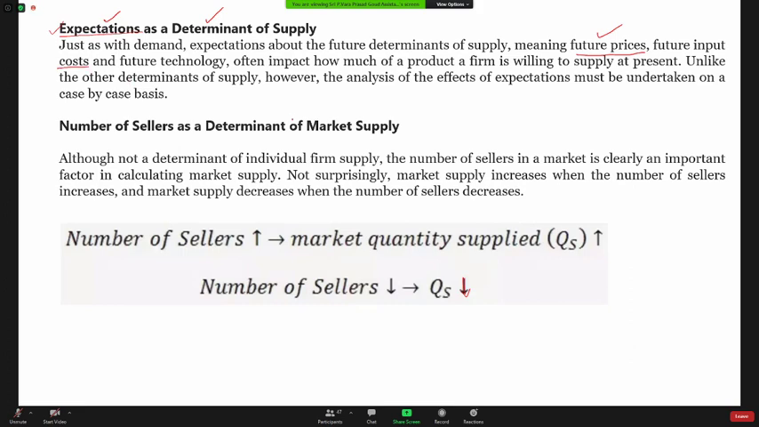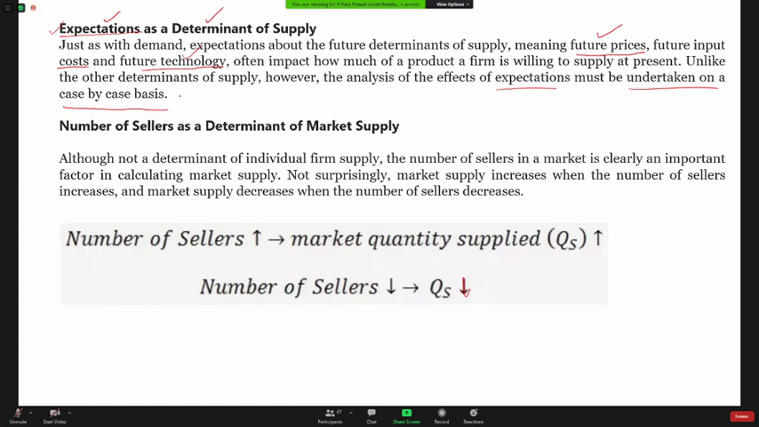Okay, so in future the raw material price may still go higher. So what they do now, they'll buy right now, produce more, and start supplying right now itself. And even future technology. Whatever expectations the sellers have about the future, based on those expectations, the quantity supplied will be determined. Okay, the analysis of effects of expectations must be undertaken case by case.